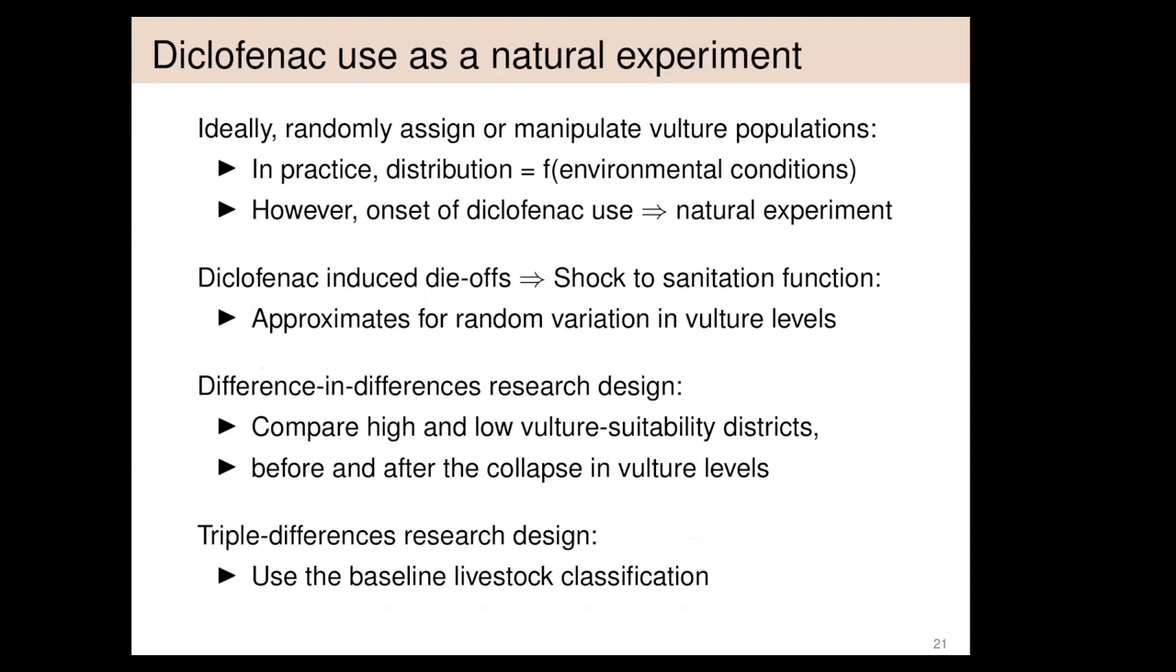I'm probably going to say this very quickly because I think I've already told you most of these parts, but we're thinking about these massive die-offs as a natural experiment that allows us to approximate to some degree an ideal experiment where we would go and randomly manipulate vulture populations. Obviously, that wouldn't work for feasibility and ethical constraints, but what we're getting from these die-offs is these shocks to the sanitation functions that approximate for us going and doing that at random. And we're going to use our classification of high and low suitability and high and low baseline agriculture to see how those different districts evolved in terms of their human all-cause death rates after vulture populations collapsed.